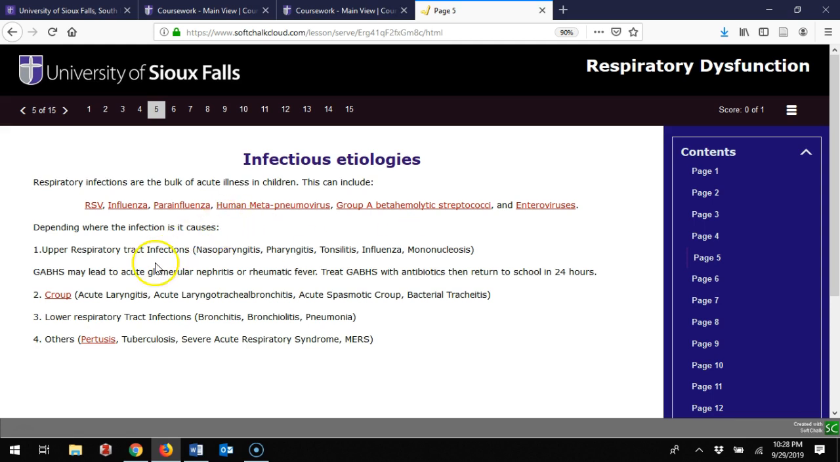So as I said before, oftentimes we look at where these things are and call it that. So we call it a tonsillitis, we call it tracheitis, we call it a bronchiolitis, and any of these can cause that technically.